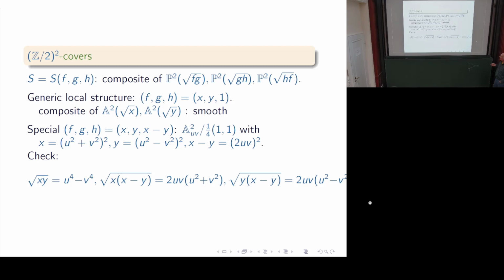I will need one special case, when three curves meet at a point with independent tangents. Basically locally it's like x and y and x minus y. Another claim is that I get a quotient singularity. So x will be this, y will be that, and z will be that. You have to check that the square roots are in fact invariant polynomials here. The main thing to remember is that in general you get something smooth, and in this special case you get this singularity.